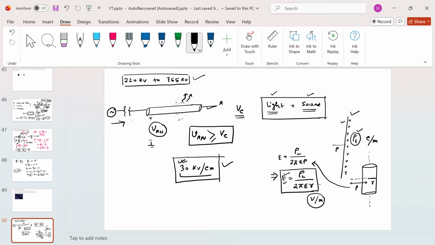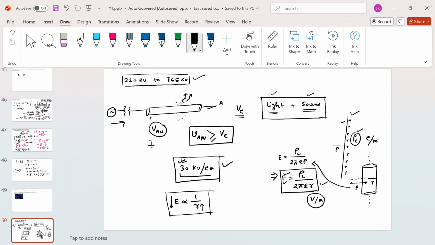And from this particular formula, you can see the electric field created in the vicinity of the conductor is inversely proportional to the radius of the conductor. Okay. So if you keep increasing the radius of the conductor, then the electric field at the surface of the conductor will reduce, and in that case your corona loss will also reduce. So by increasing the radius of the conductor, you can reduce the electric field, and you can also reduce the corona losses.